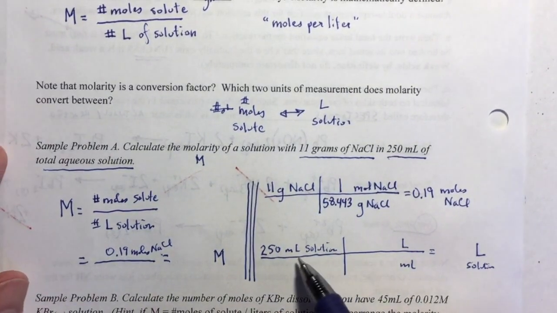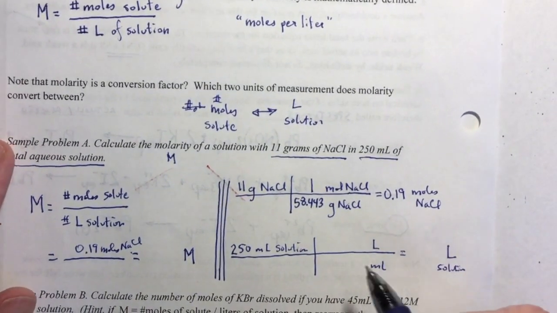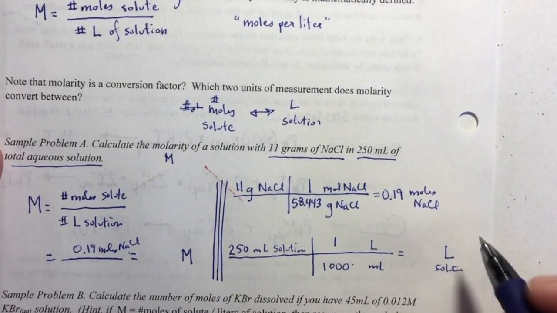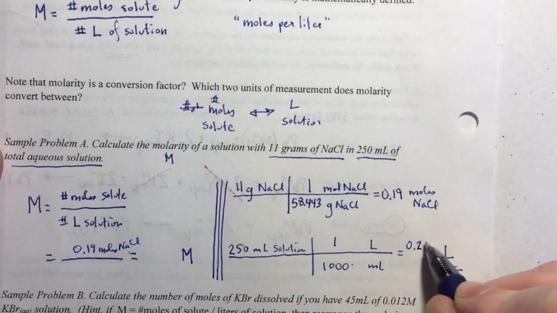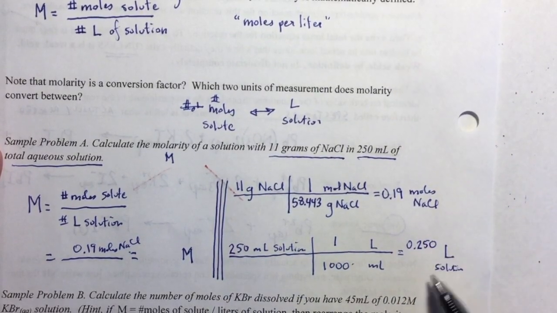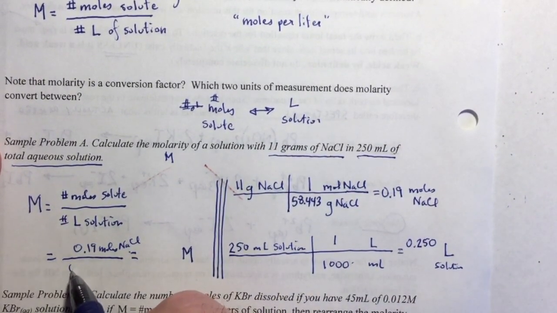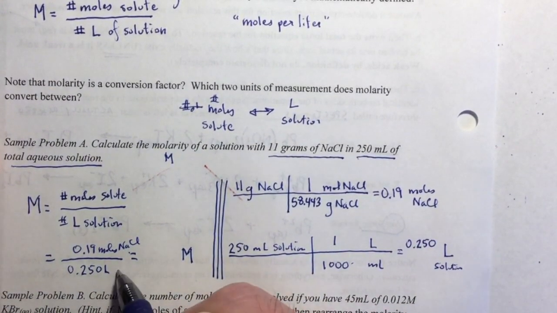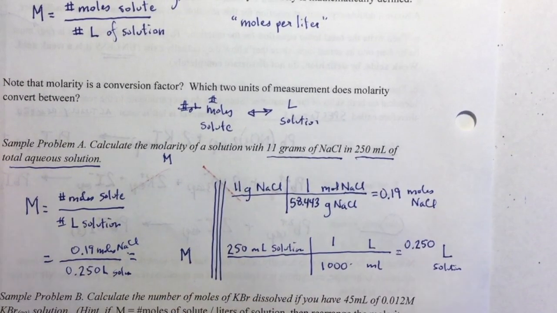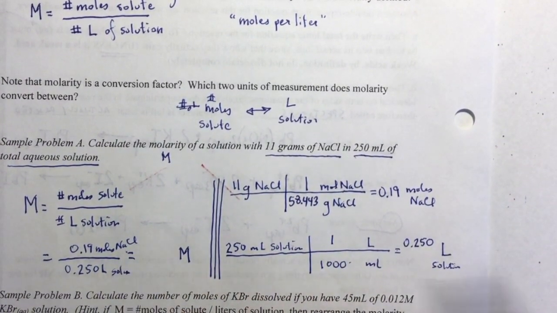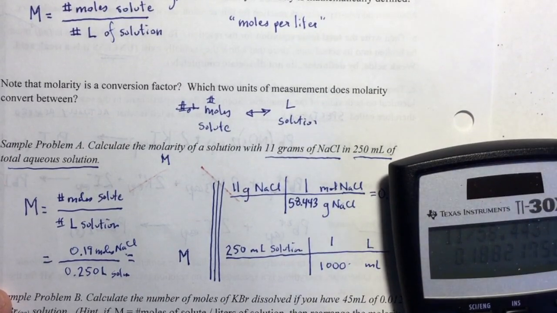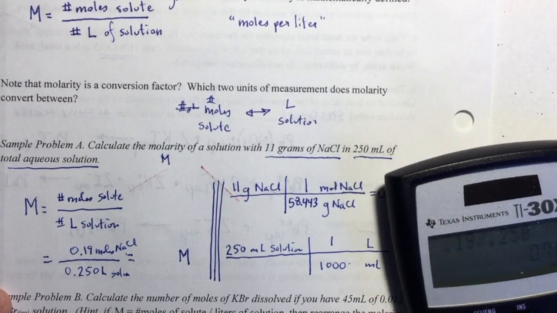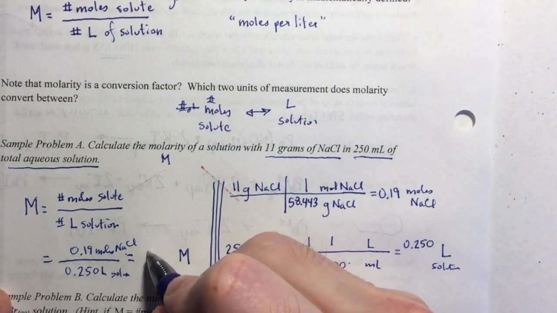Down here, converting from milliliters to liters, I know that I have 1,000 milliliters for every 1 liter. And so the answer here is 0.250 liters, and that's my denominator. Liters of solution. Okay, now I take my numerator divided by my denominator, and I get 0.76.